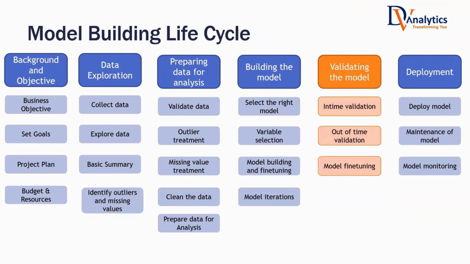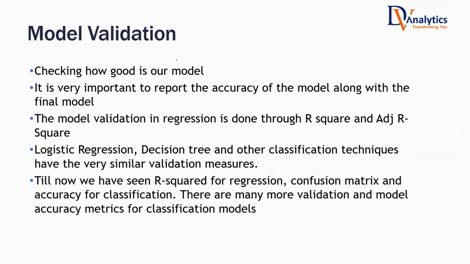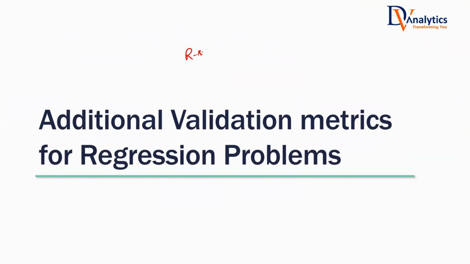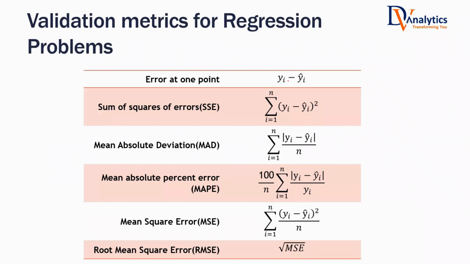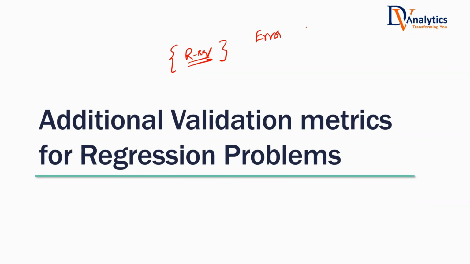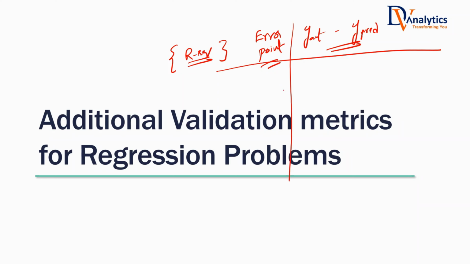Let us talk about validating the model, the validation metrics. Already we have seen that for regression we have used R square. There are several other measures. Apart from R square, you will see some other measures being used, but everything is connected to error or accuracy. If you take error, what is error? You have the Y actual value. If you take error at one point, you take the Y actual value minus the Y predicted value. That is the error at one point. Now, from here, you can derive another metric, which is similar to this.